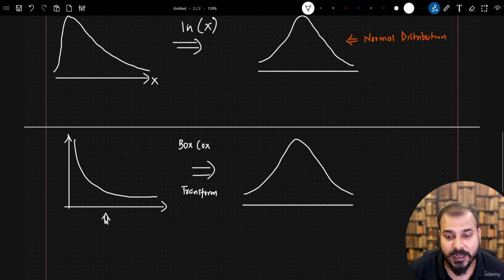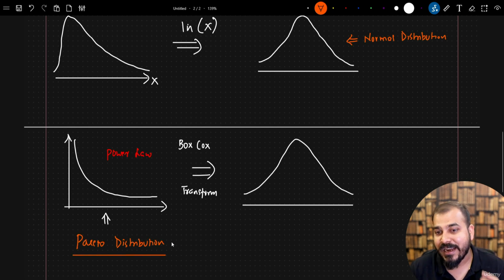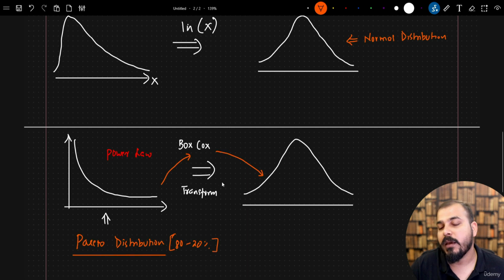Now, any data which follows this kind of power law distribution, we call a Pareto distribution. In my next video, we will try to understand the Pareto distribution. But in short, this again follows an 80-20% rule. It follows the power law distribution. And if we apply a Box-Cox transform to this kind of data, we will be able to get a normal distribution. In order to validate a normal distribution, we can use a QQ plot, right?